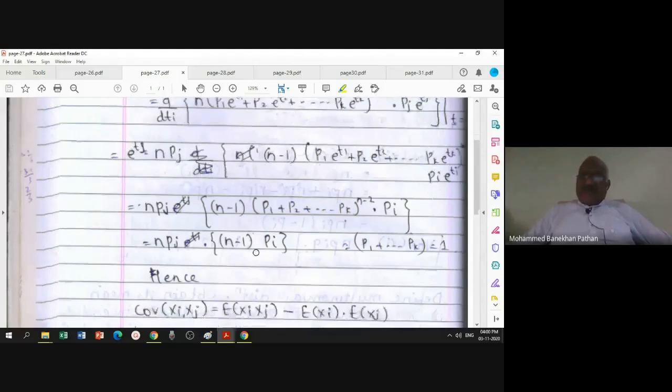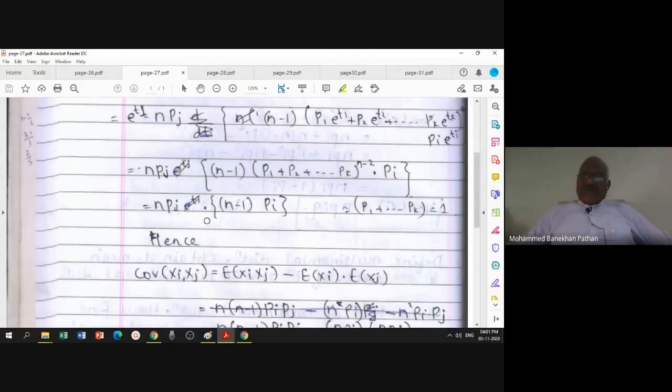Hence, what did I get? I got the expected value of xi xj, the expectation of product of two variables, n into pj into n minus 1 into pi, because this bracket total is 1. 1 to the power anything is 1. So this term is cancelled. So this is the answer for the expected value of xi into xj.